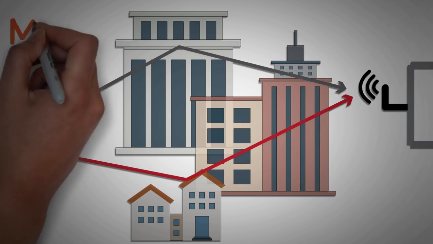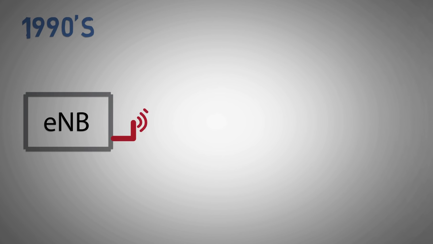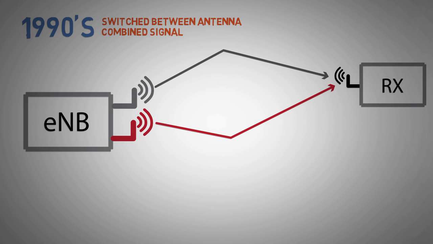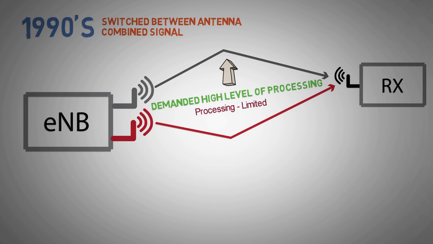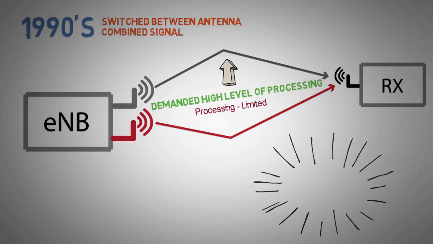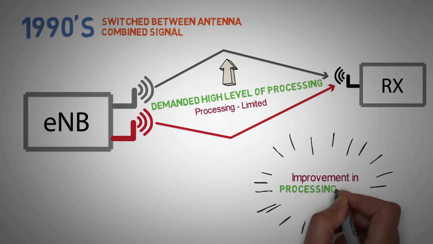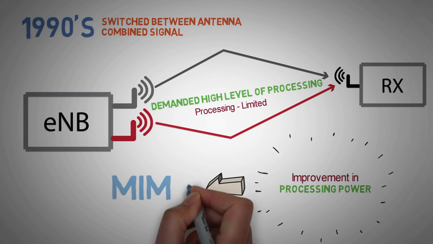This concept is used in MIMO. Up until the 1990s, space diversity was used in systems that switched between two antennas, or combined the signals to provide the best signals. Such systems demanded a high level of processing, but the systems' processing was limited. However, with the improvement of processing power, it was possible to implement MIMO.